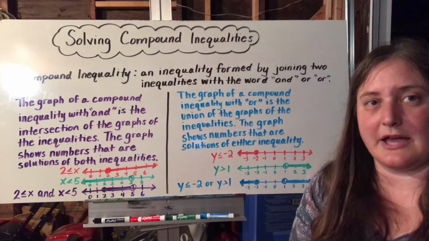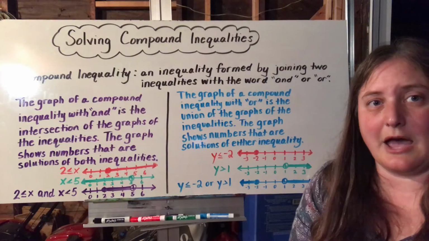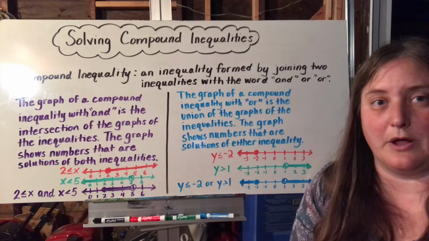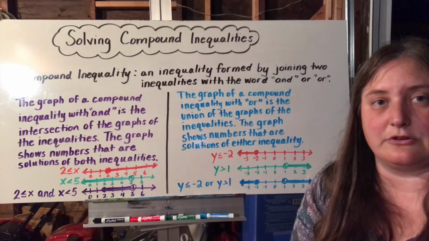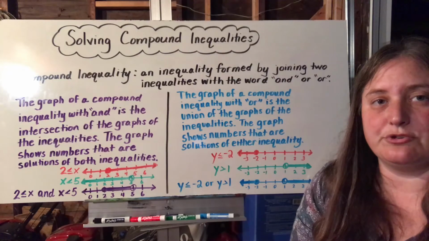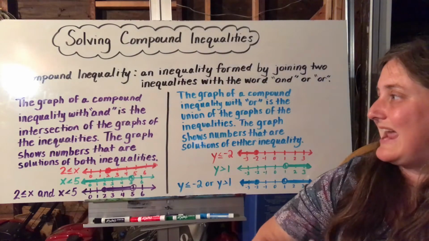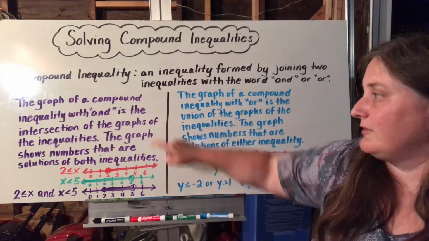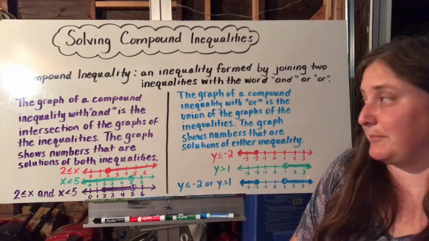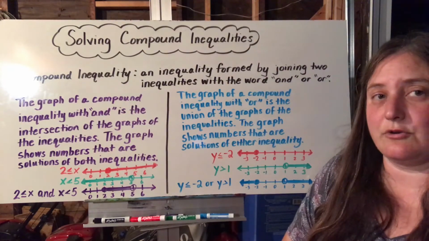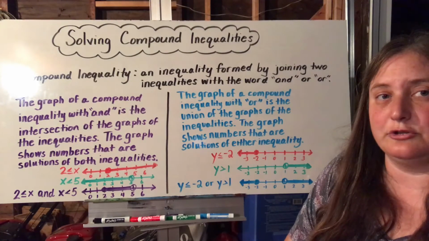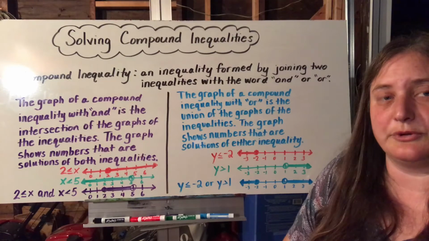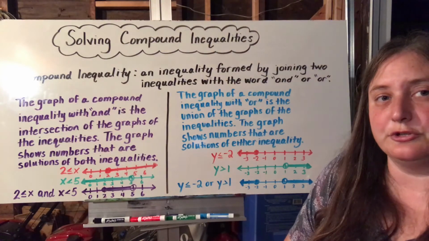Today we're going to be solving compound inequalities. A compound inequality is an inequality that's formed by the joining of two inequalities using the word and or the word or. When two inequalities are joined by the word and, it is called an intersection, okay? Because we're going to look at the two graphs separately and we're going to graph only numbers that are solutions of both inequalities. Basically where the two graphs would intersect become our solutions.